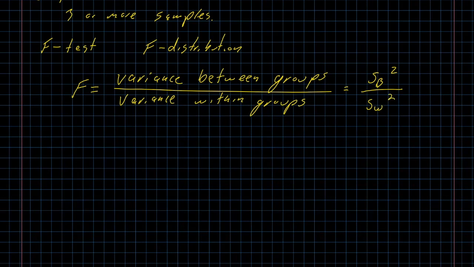Remember, variance, we didn't use very often in this course. Variance is the square of the standard deviation. So if we use S to represent standard deviation, then S squared is variance. Variance between is going to be S sub B squared. Variance within is going to be S sub W squared. There's our notation.